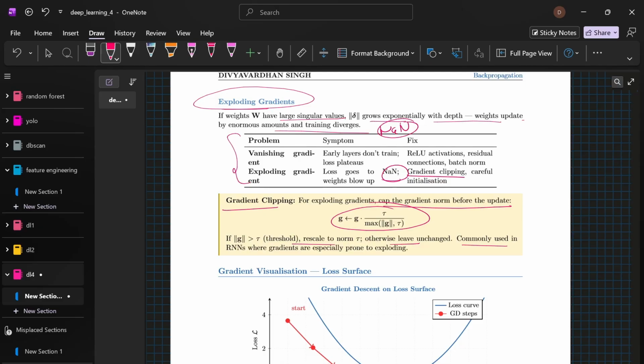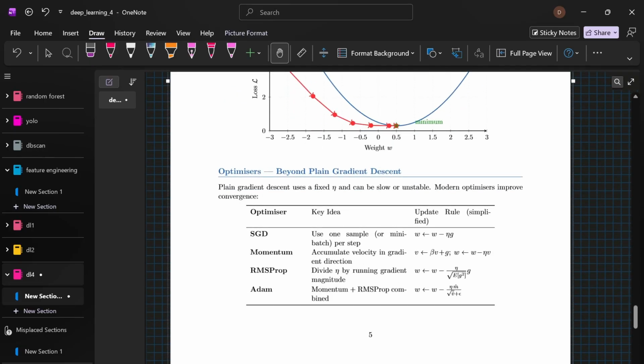Simple as that. Okay, we have seen optimizers also. Plain gradient descent is one of them, but it is very slow. SGD with momentum adds a velocity term. It builds up speed in the right direction. We have RMSprop also. RMSprop adapts the learning rate based on the recent gradients.